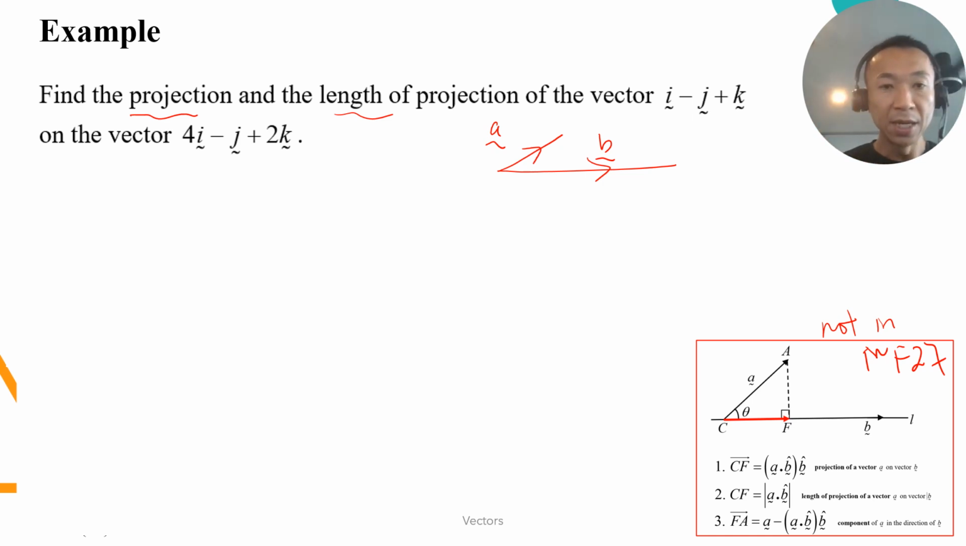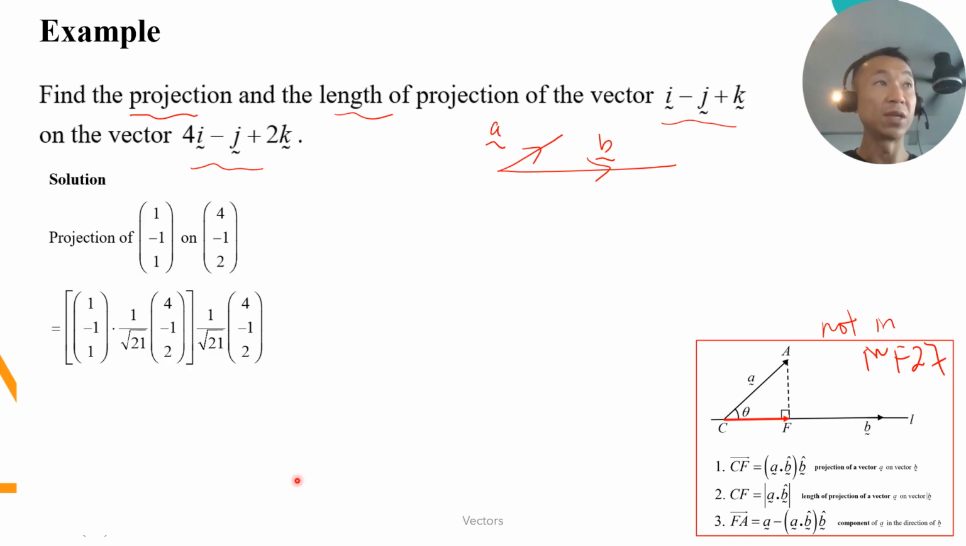So you can see this is your A and this is your B. If you apply the formula, you look here, this is actually the projection. That means A dot B hat, which is the unit vector of B, times B hat. So you can see the projection of this, if you let this be A, let this be B, is A dot B hat, B hat.